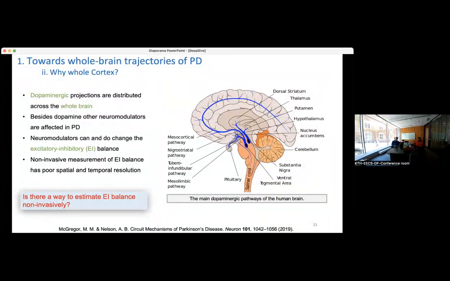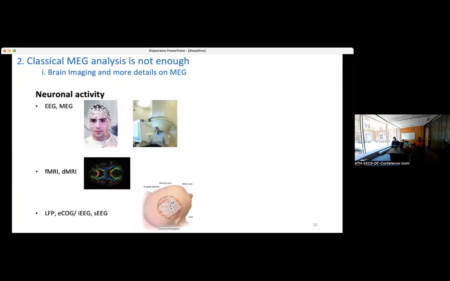So now this is the main question, and I will go a bit more into the method part, and then I will come back to this question. So to measure brain activities, there are many ways. These are the main ways that you can use in humans.